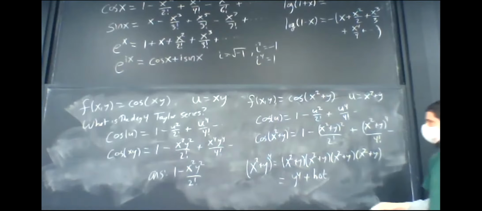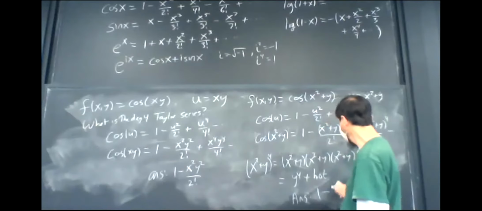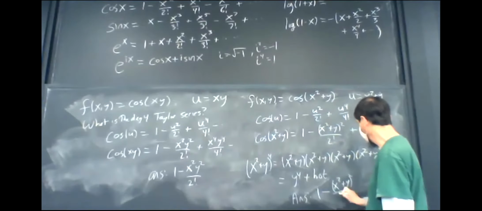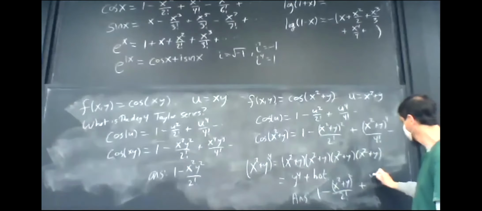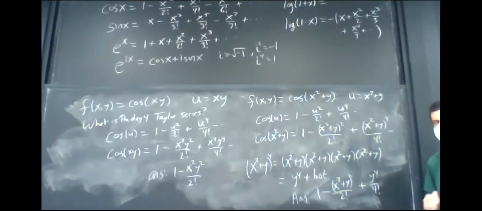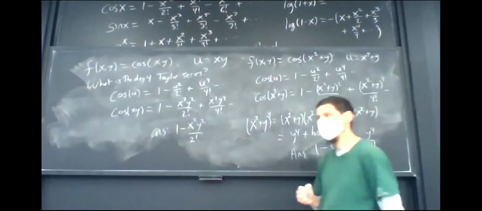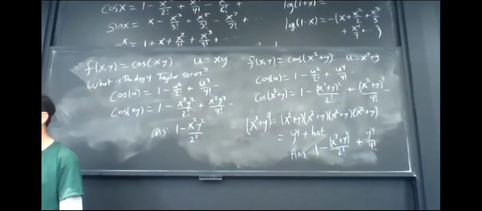And so the 4th order would just be 1 minus x squared plus y squared over 2 factorial, and I could expand it out if I wanted, plus y to the 4th over 4 factorial. And that would be the 4th order expansion. Yes? It's really nice that we can substitute in different approaches.